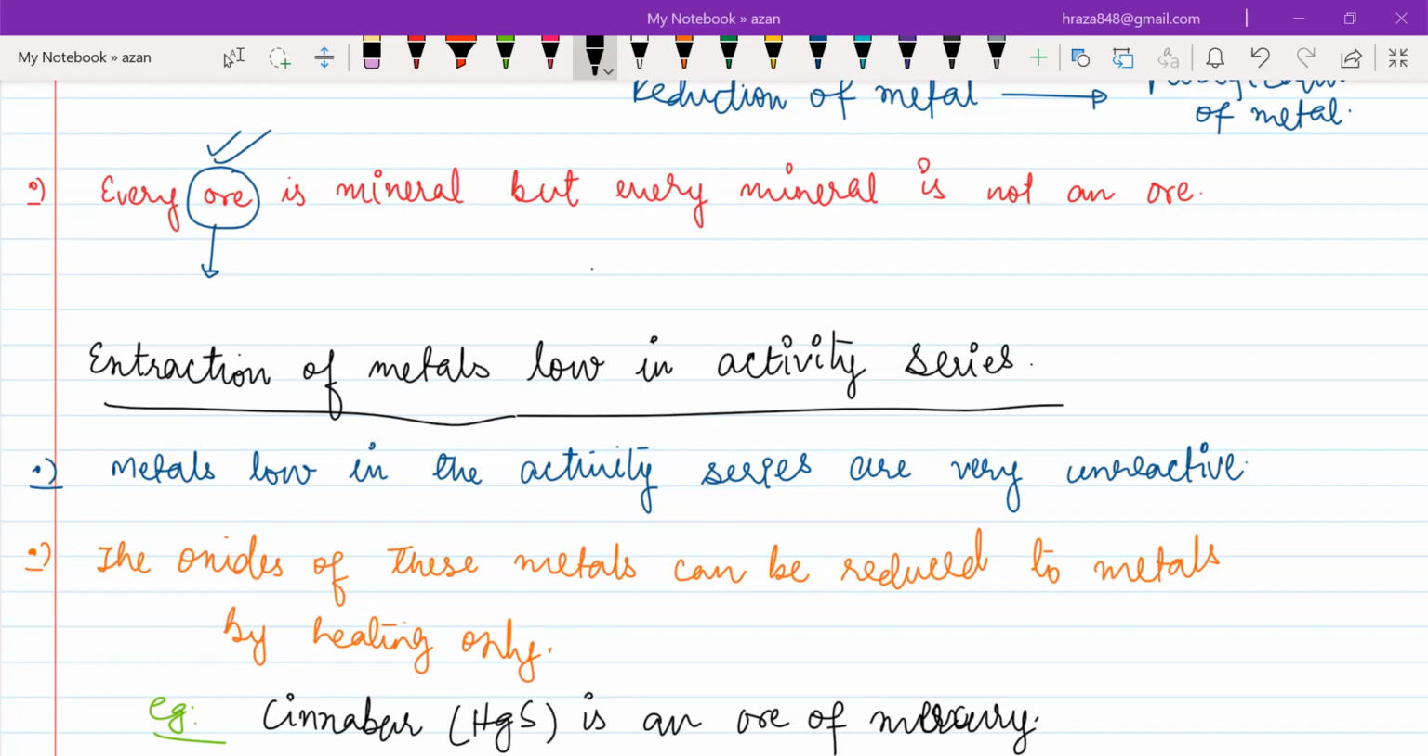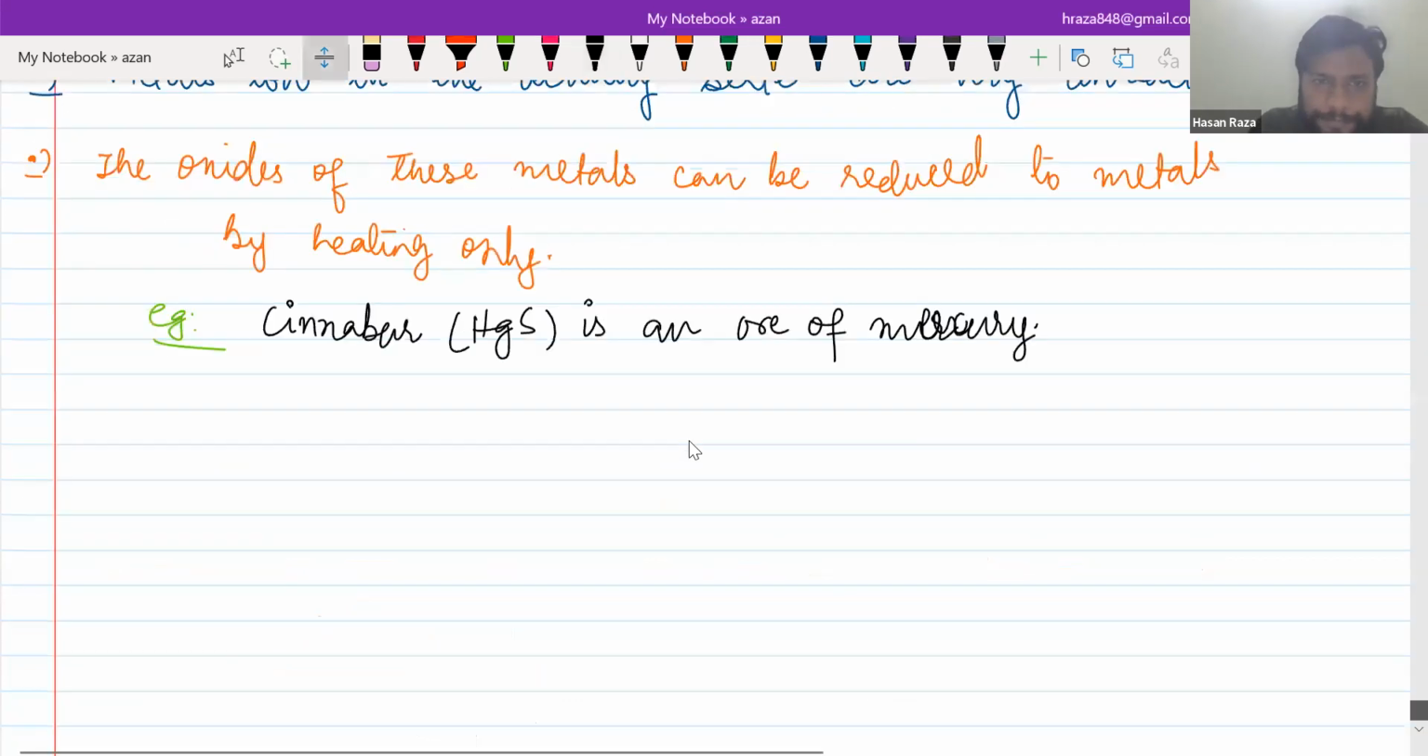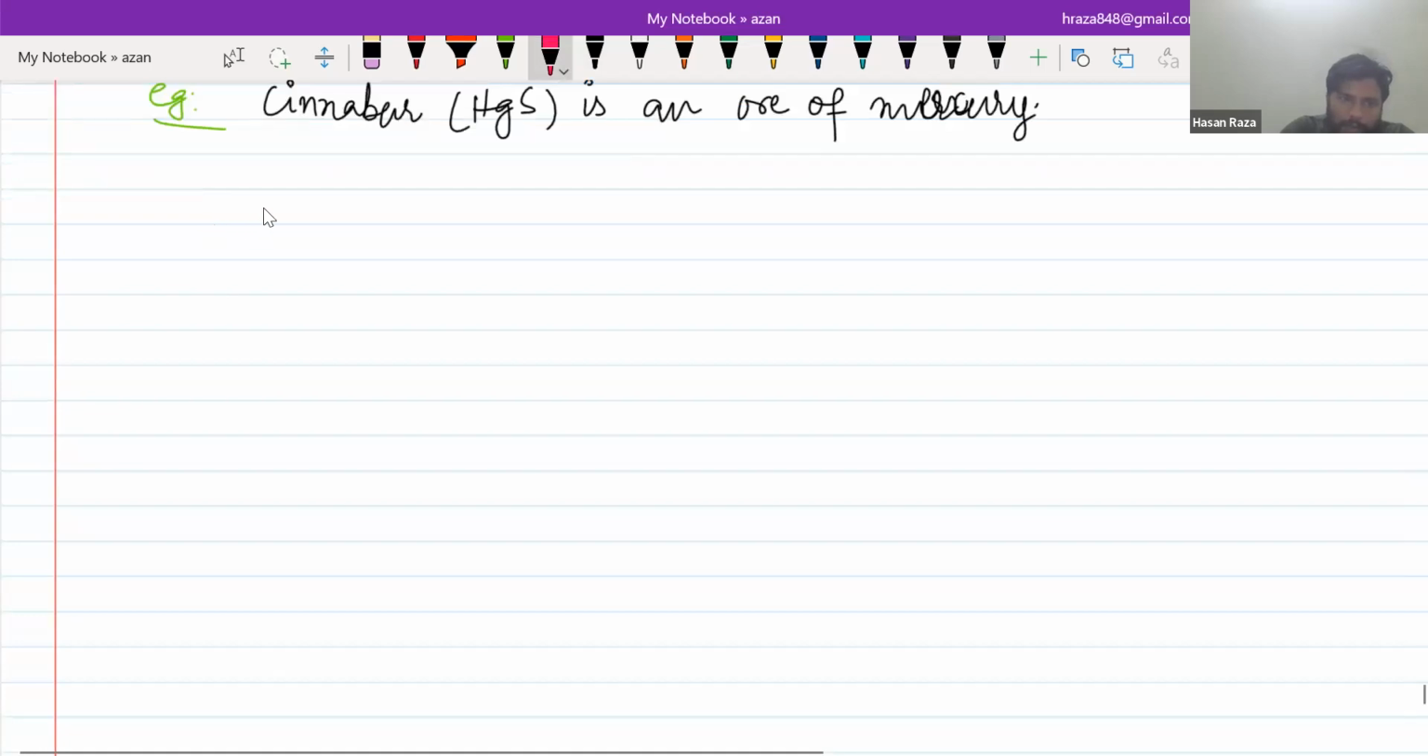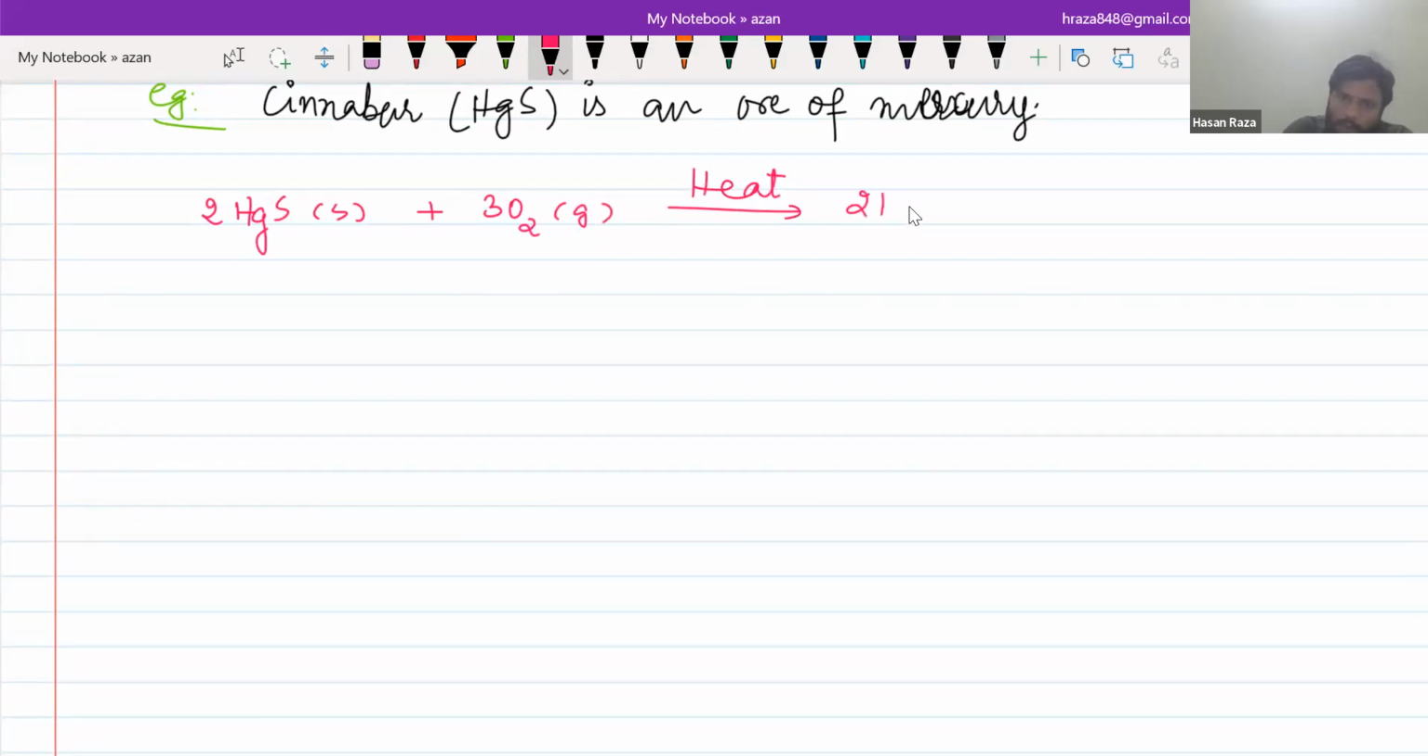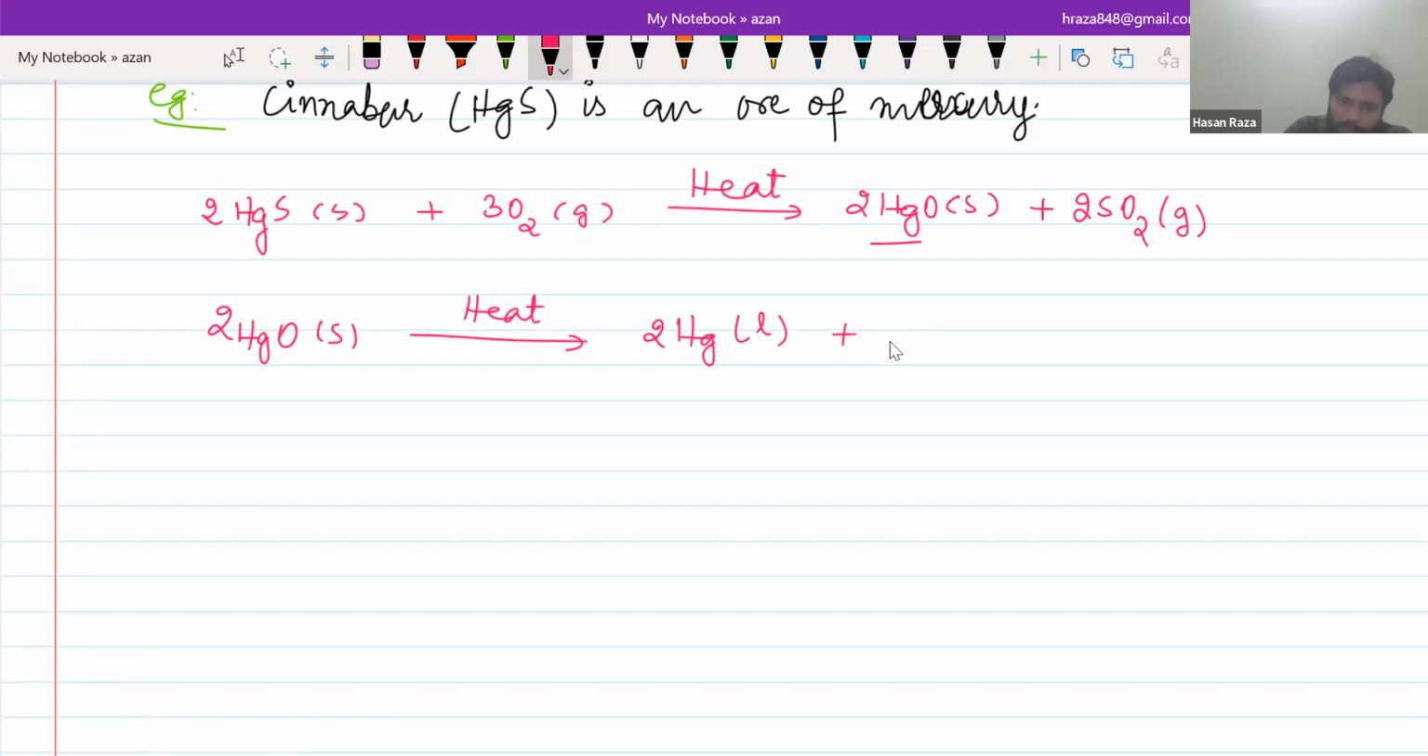Yes, sir. Very good. Now I'm going to give you the example. This is cinnabar, HgS. So you can see what happens here. We are going to take 2HgS, 2 moles of HgS in solid state, and heat it in the presence of oxygen, gaseous state. First, it will be converted into oxide. That means 2HgO in solid state, and then 2SO2 will be evolved as gas. Then again, this metal oxide will be heated and it will be reduced to mercury, 2Hg, which is in liquid state, plus SO2 plus O2 gases.